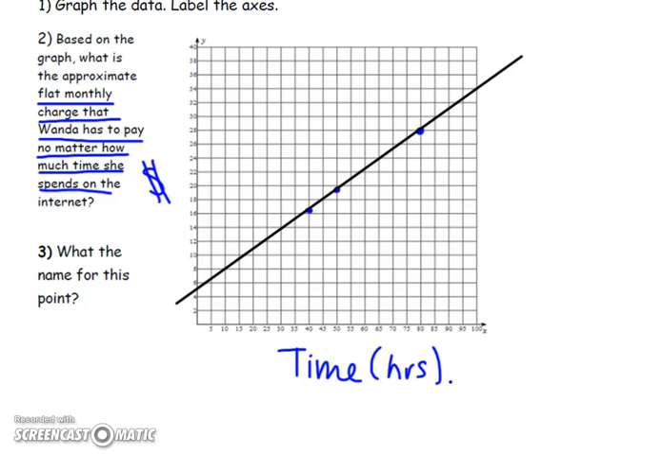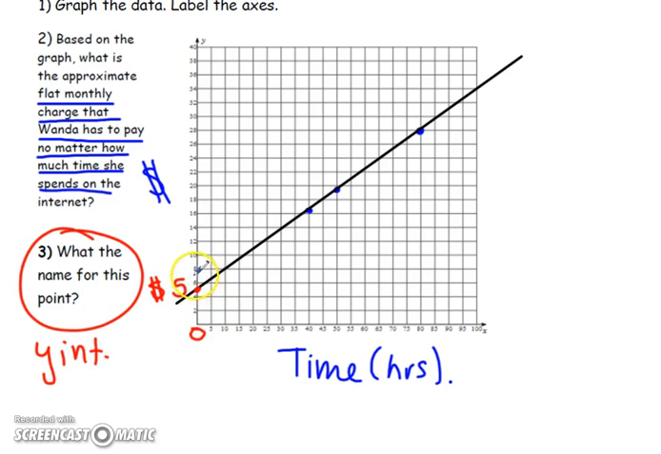Alright, after taking some time to graph my data and connect the dots, here's the line that I came up with. I did label my axes, so I have time at the bottom, money on the side. And if I look at the 0 amount of time spent, how much is she charged just for her monthly rate? I'm going to look right here at 0 minutes, or 0 hours, sorry. And the height here is approximately $5. Now, the name for this point, because it's on the y-axis, is called the y-intercept. So Wanda's charged $5 no matter what amount of time that she spends on the internet.